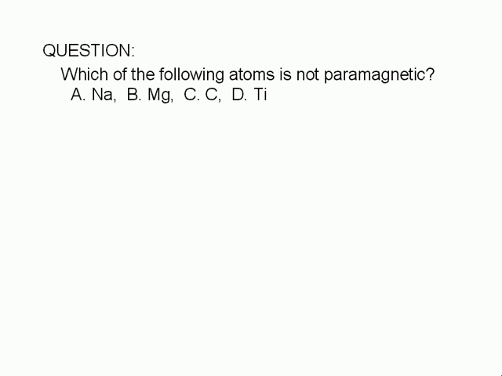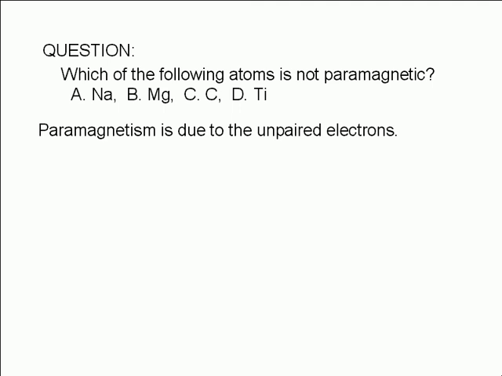Which of the following atoms is not paramagnetic? A. Sodium, B. Magnesium, C. Carbon, or D. Titanium? Paramagnetism is due to unpaired electrons.